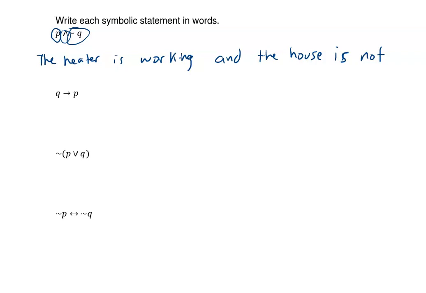The heater is working and the house is not cold, right? That's how that would translate. Okay, I'm not going to put a box around that. That would just make it look even messier. So this one is, again, this symbol is the if-then clause, right? So we're going to say if, and then we'll have to say then. So this is if Q, then P, right? So they flipped it around on us. Q is the house is cold, right? So if the house is cold, then P, then the heater is working.